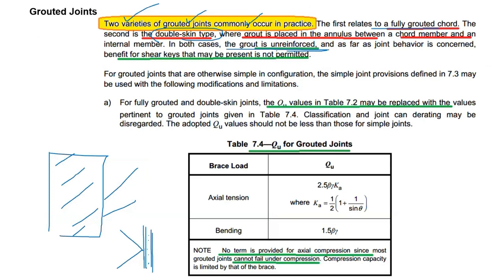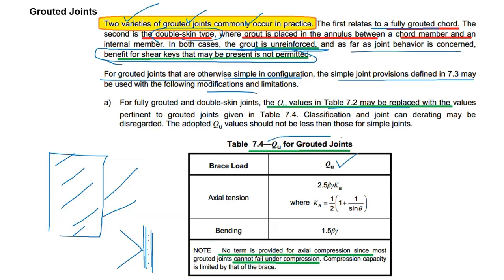In both cases, grout is unreinforced. We don't have any reinforcement in the grout. As far as joint behavior is concerned, the benefits of shear keys, if present, should not be permitted. For grouted joints that are otherwise of simple configuration, the simple joint provisions we have seen earlier should be applied with below modifications and limitations. You see here the QU factor. The QU factor is the strength factor that gets changed, and that should be modified while calculating the PA value and MA value.